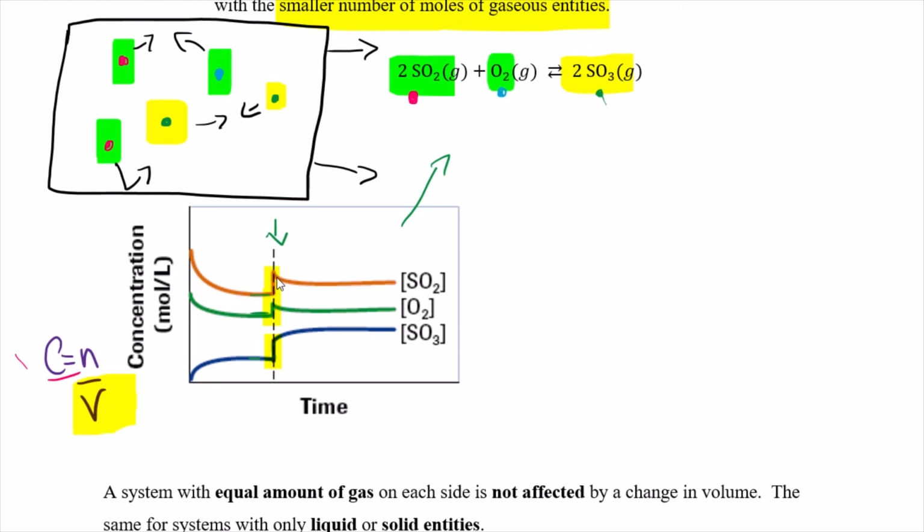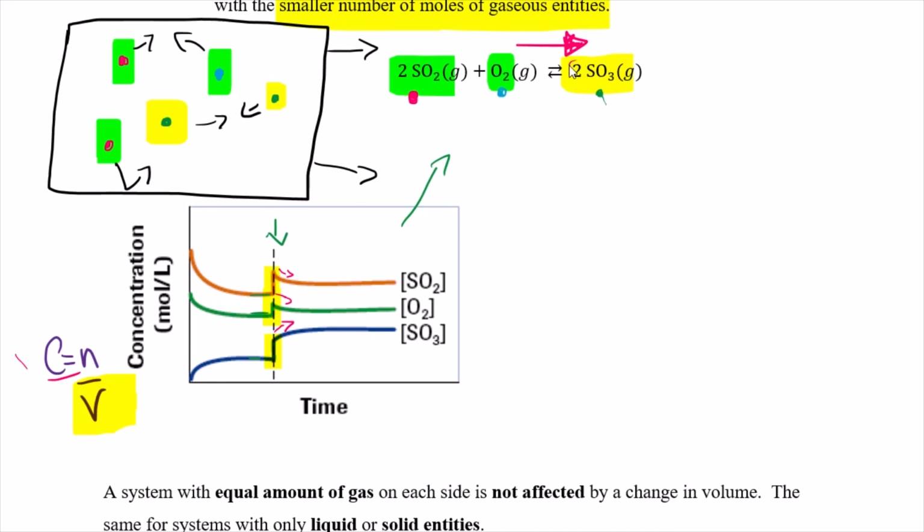Okay, well, let's look at the shifts. So my reactants here, after the disturbance, their concentrations go down. My product concentration goes up after the disturbance. So that means that this system is shifting towards the product side. The amount of product goes up. Now, what change would cause that?